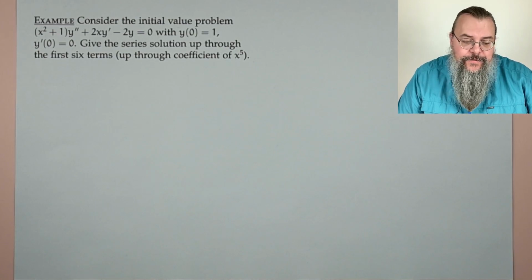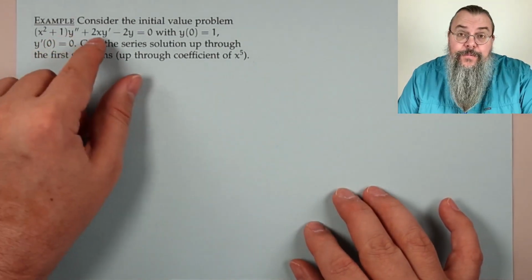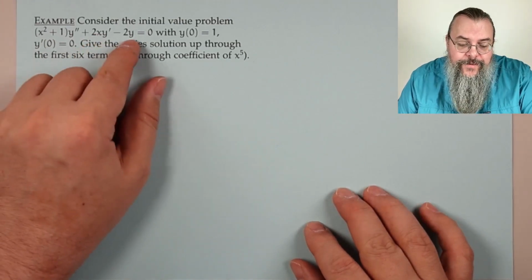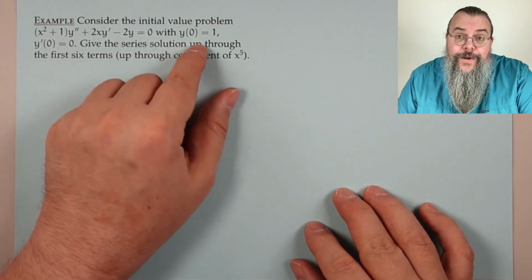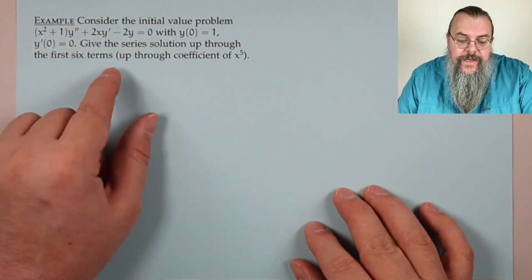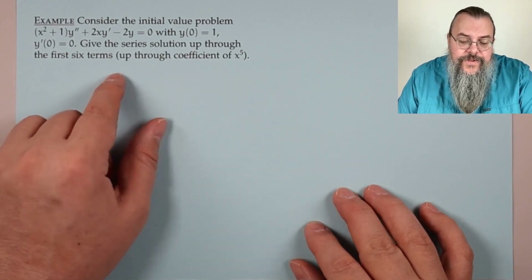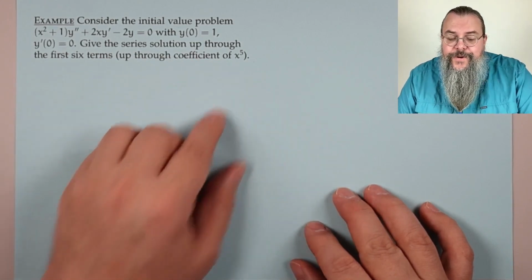Consider the initial value problem. We have (x squared plus 1)y double prime plus 2x y prime minus 2y equals 0, y of 0 is 1, y prime of 0 is 0. And we're asked to give the series solution up through the first 6 terms, up through the coefficient of x to the 5th.